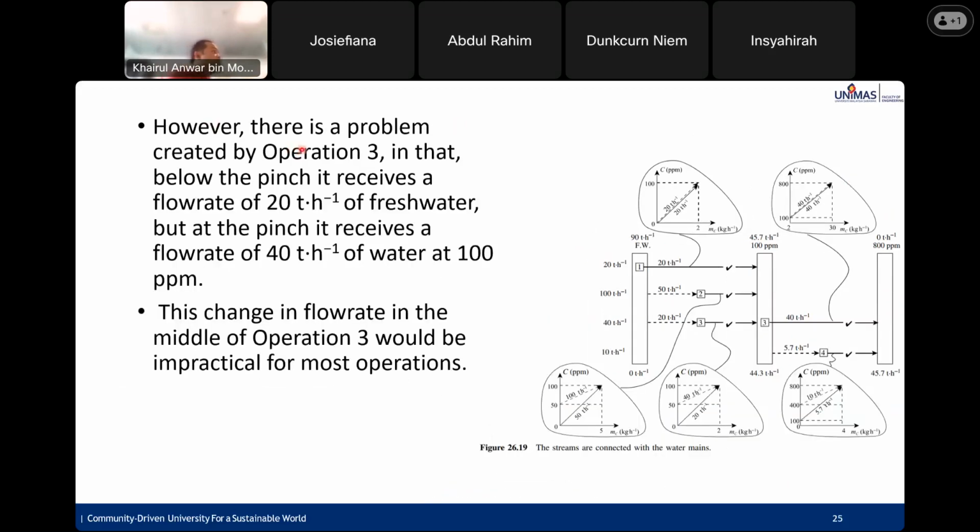However, there is a problem created by the operation flow. In the one below the pinch, it receives a flow rate of 20 tons per hour of fresh water, but above the pinch it receives a flow rate of 40 tons per hour of water at 100 ppm. So this change in flow rate in the middle of the operation would be impractical for most operations.